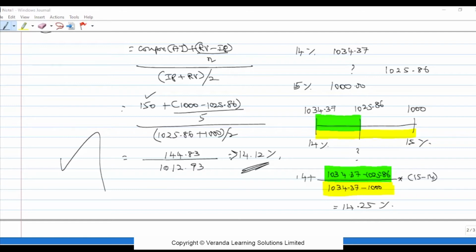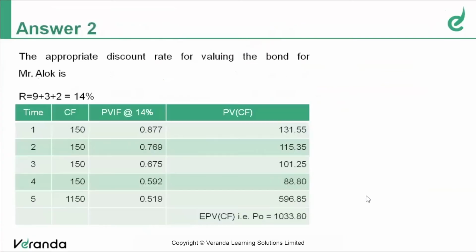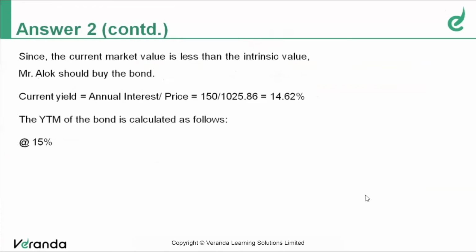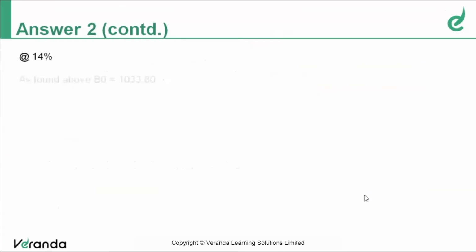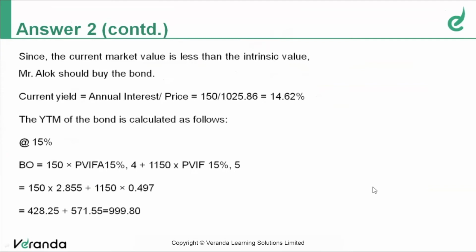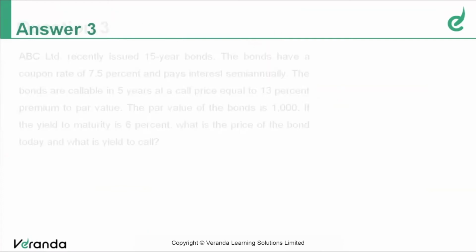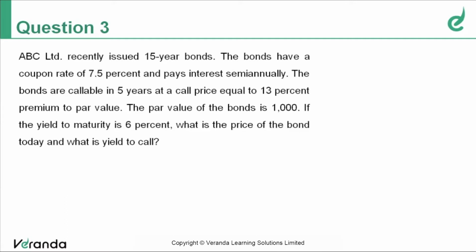Now I will stop sharing this and I take up the PPT. Okay, in this PPT you are just getting 14.23 because the workings are all with 3 decimal working, whereas we have just done with 4 decimal working. That approximation error will always be there. Then let us take up question number 3.